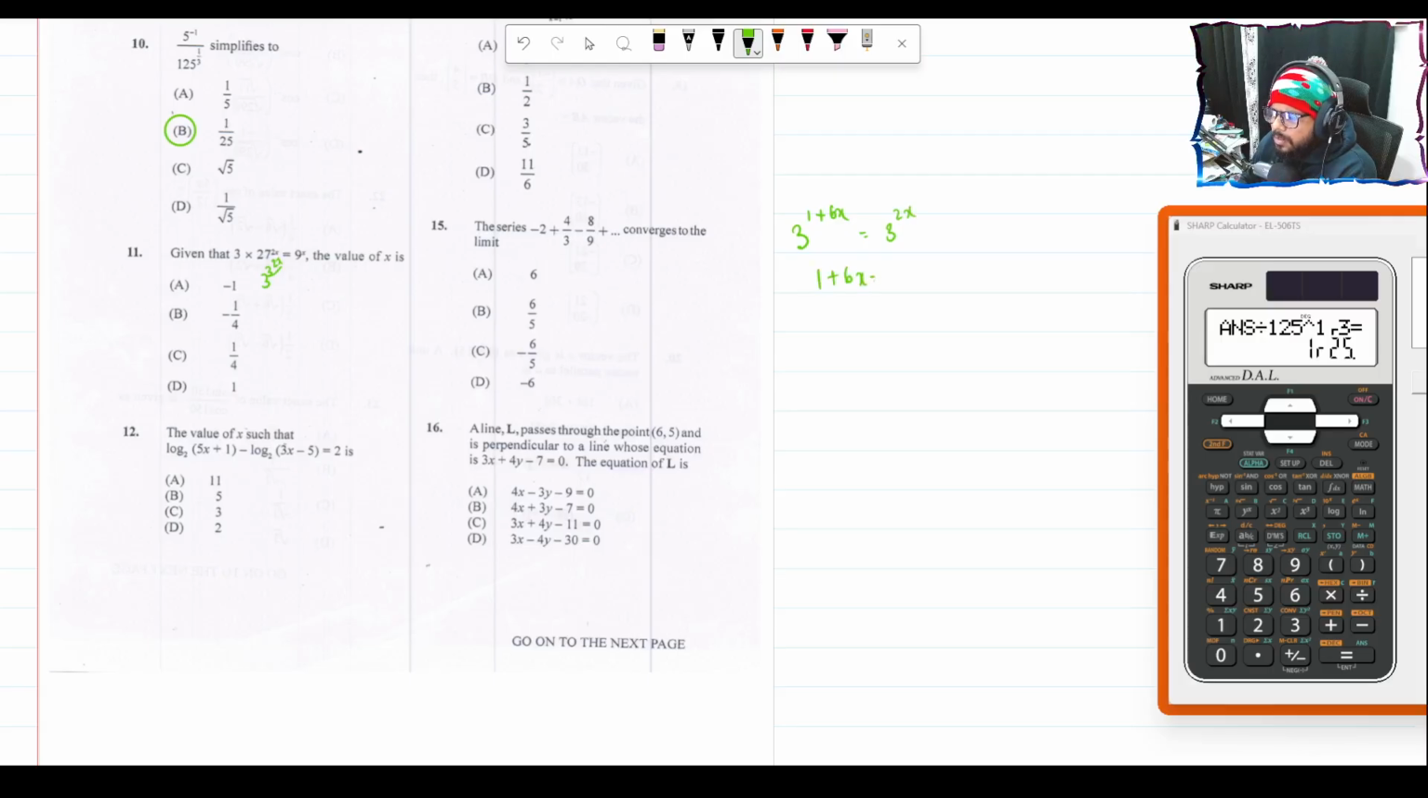1 plus 6x is 2x. Move the 2x, move the 1. I'll get 6x minus 2x is 4x, is minus 1, and x is indeed minus a quarter. Find the value of x such that this happens.